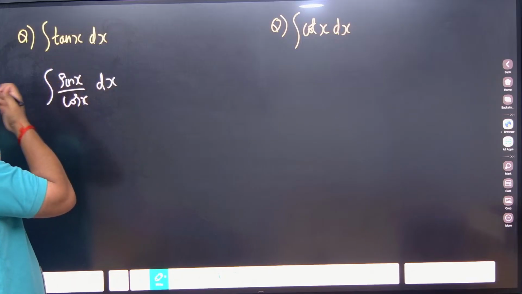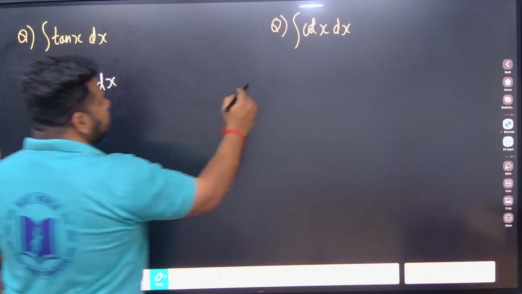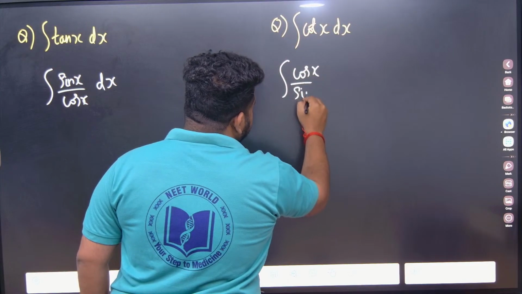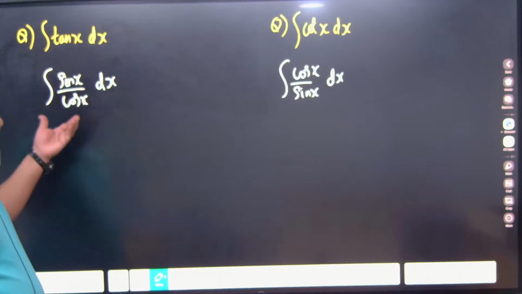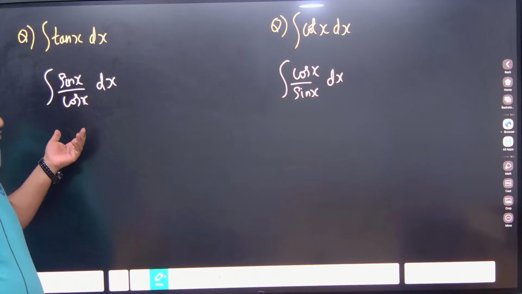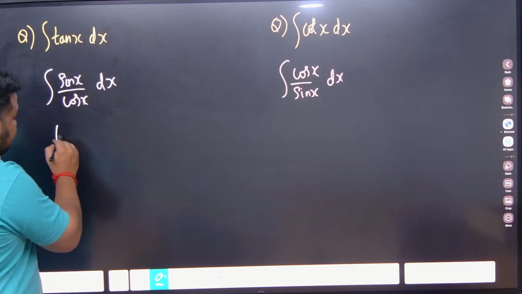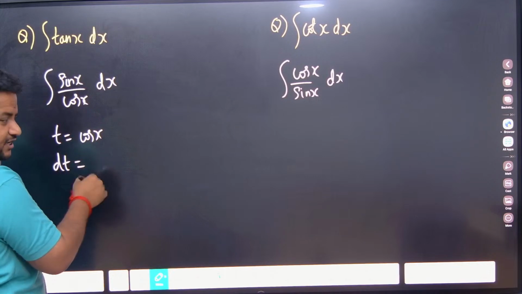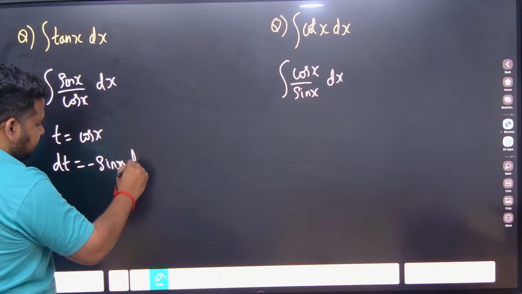This is the quotient relation for tan x. Here only, let me write for cot x. Cot x can be written as cos x by sin x dx. Now let me use the method of substitution. Let me put t equal to whatever is in the denominator. So t is equal to cos x. Then dt is the derivative of cos x, which is minus sin x dx.